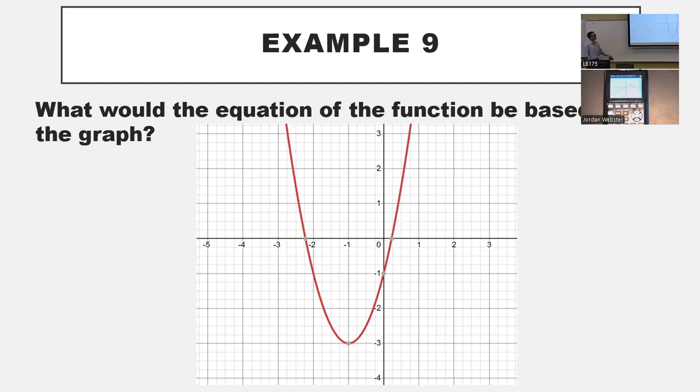Take a second to think about how this one would go. I'll give you a hint. There is a stretch or a shrink here.